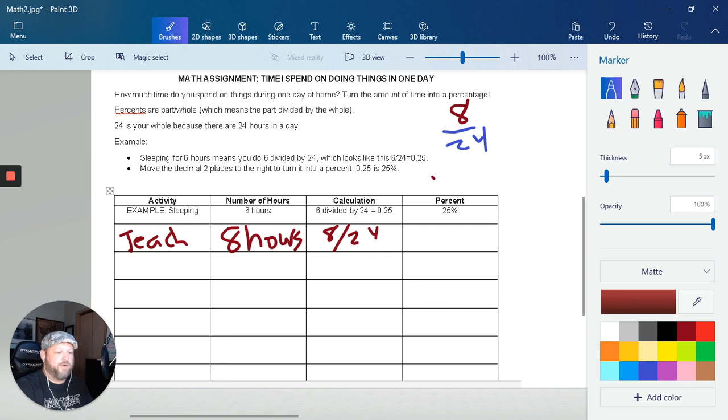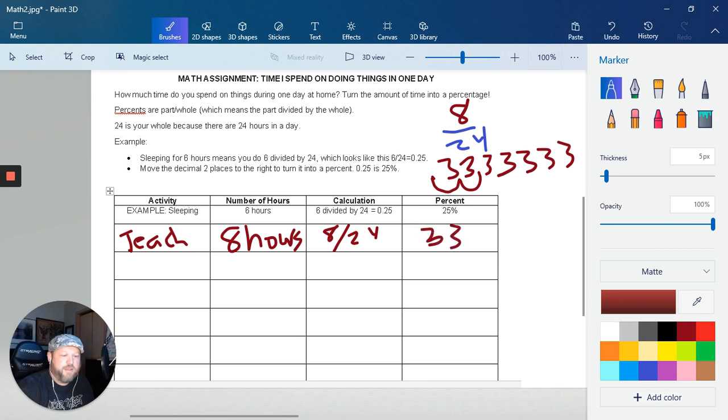All right, so our answer then is 0.3333333. It keeps going. We need to turn that into a percentage. So what are we going to do? Move that decimal spot 2 places over. Now, because this is a 3, we're just going to round it down to the nearest whole number, which is going to be 33%. Okay? Fairly easy, right? Let's do another one.